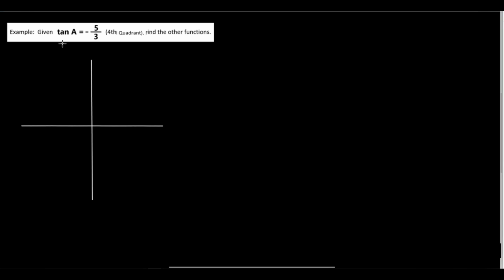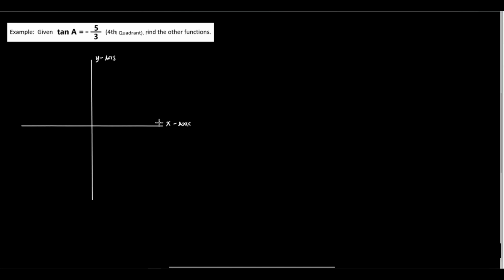Example given: tangent A is equal to -5/3 and it is in the fourth quadrant. Find the other functions. So we have the x and y coordinates. So this is the x axis and this is the y axis.